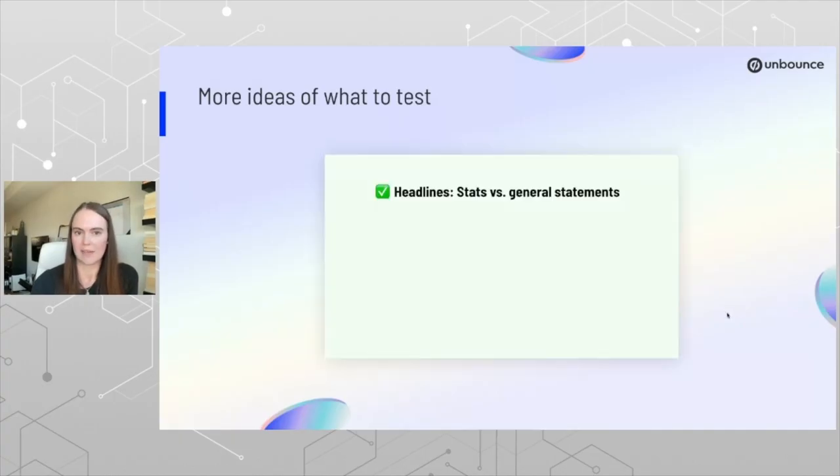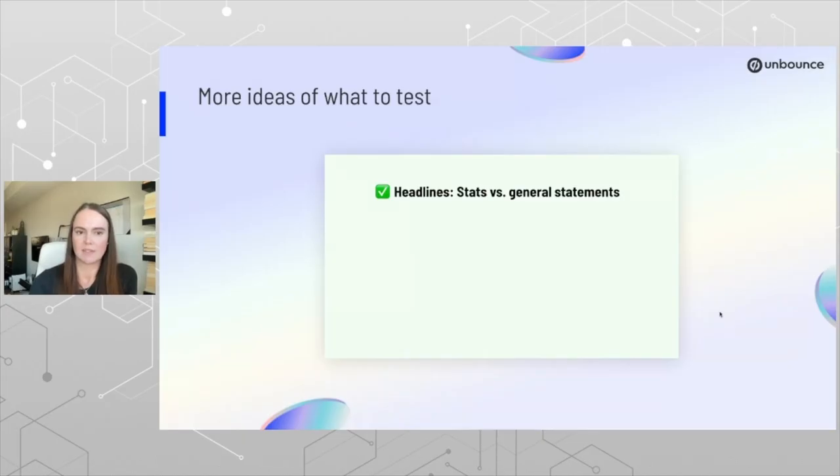So we have headlines, and like any category of testing, there are so many different options of what you can test. But one example would be to test a headline that has a stat versus one that doesn't. So for example, variant A could be "80% of marketers don't have enough time to test," versus variant B without a stat that is just "marketers don't have enough time to test." This is going to give you an example of whether that data is impactful or not.